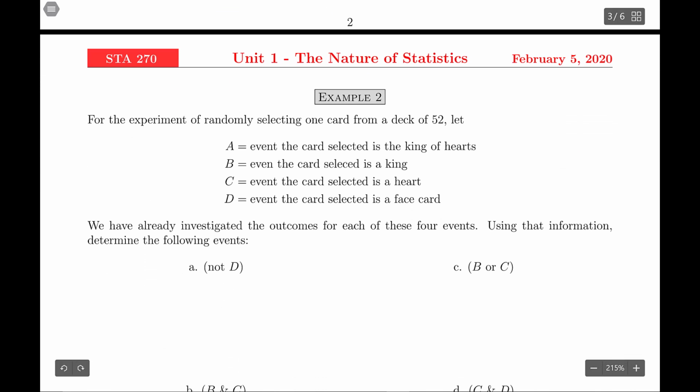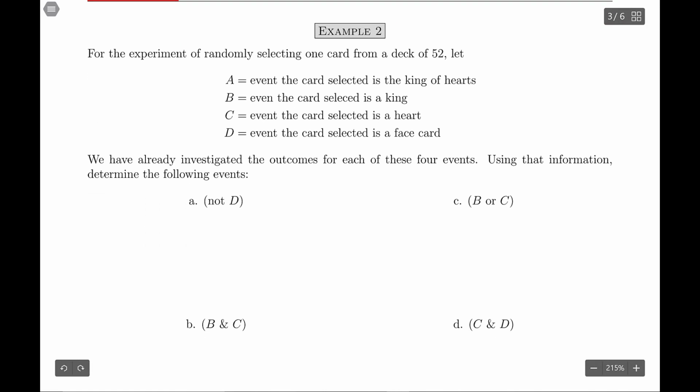So again, we're going to refer back to our deck of playing cards, and we are looking at an experiment of randomly selecting one card from a deck of 52, and we have these events. A is the king of hearts, B is a king, C is a heart, and D is a face card. So we've already investigated all the possible outcomes that we could have, and so using that information, we're going to determine the following events.